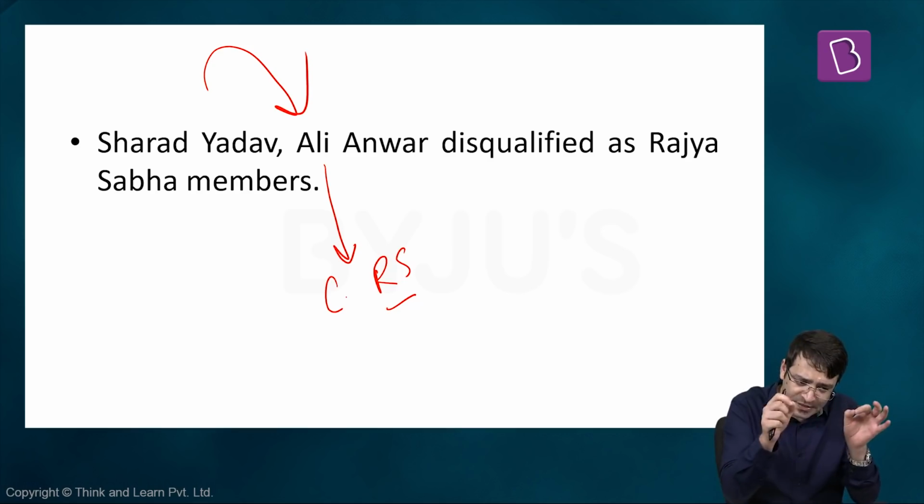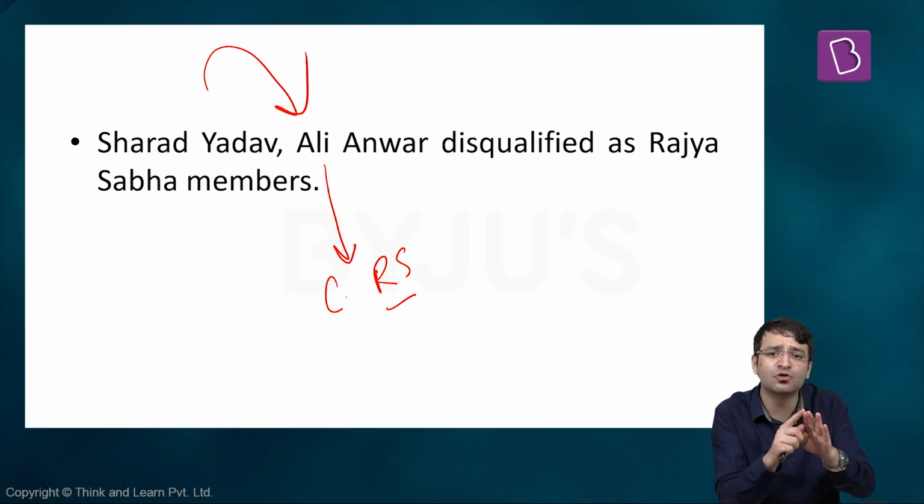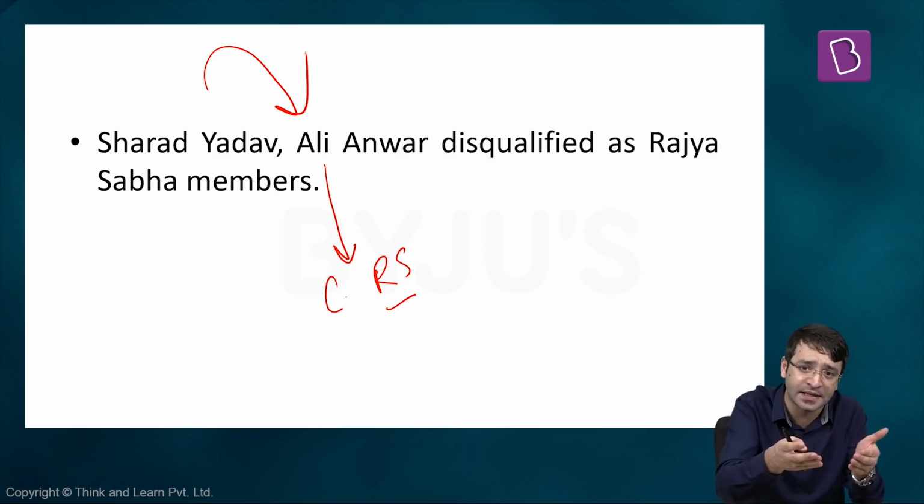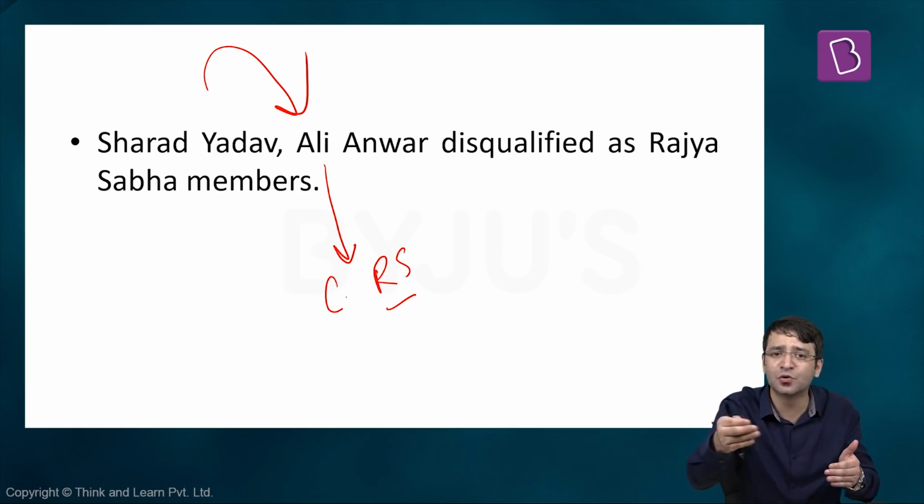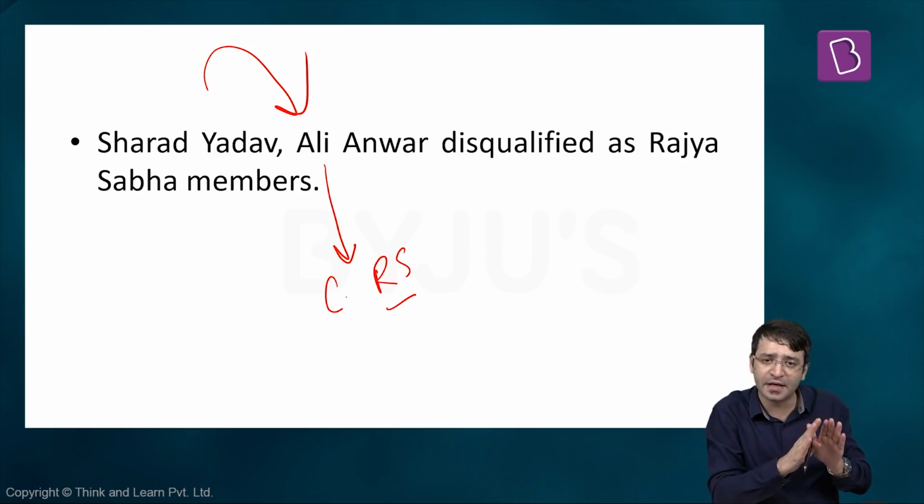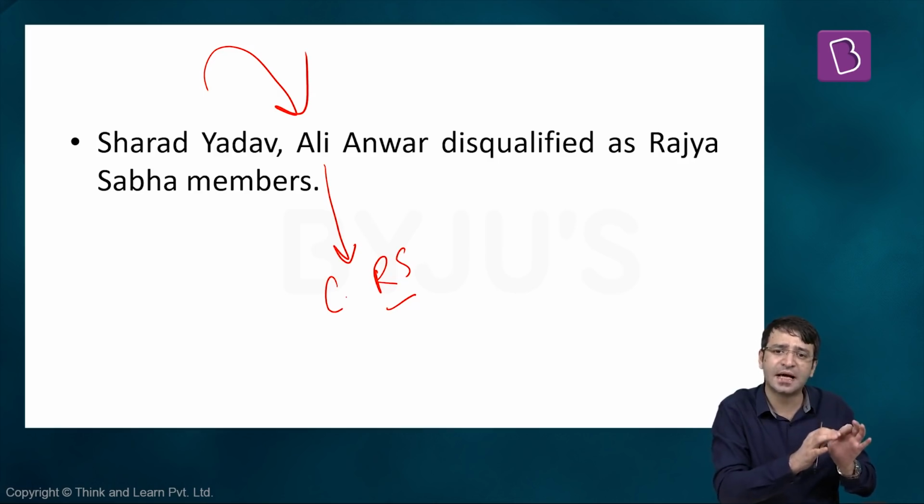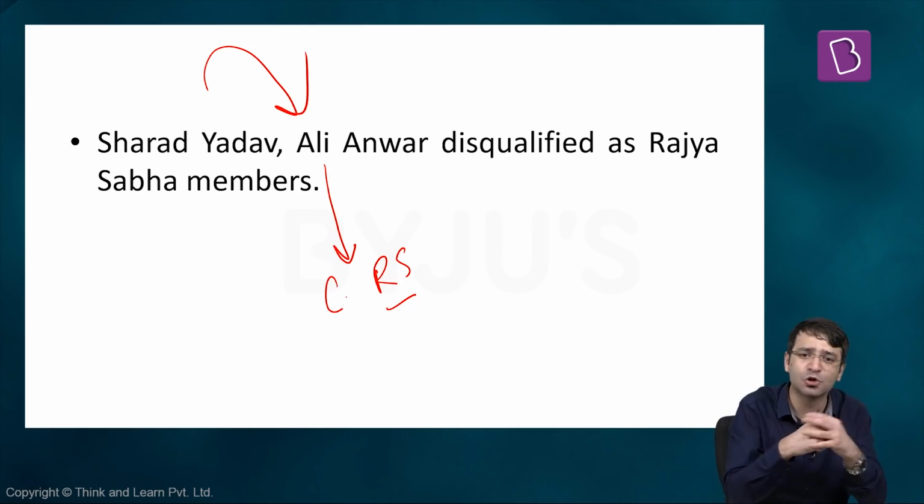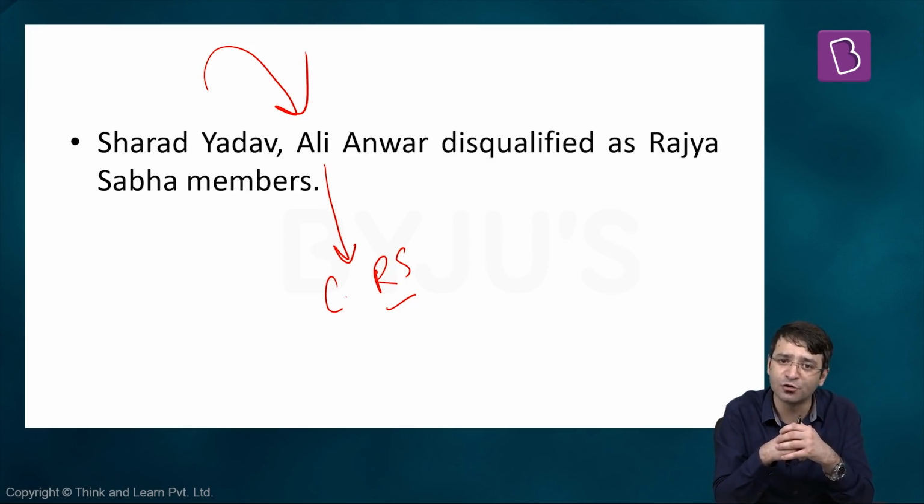That means this phrase, voluntary resignation, does not mean you have to submit a formal resignation or a written resignation. If your conduct outside the house is such that it can be assumed that you have voluntarily given up the membership of your political party, you will be disqualified under anti-defection law.